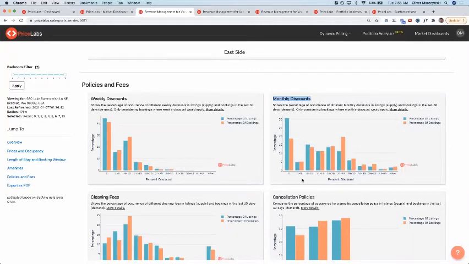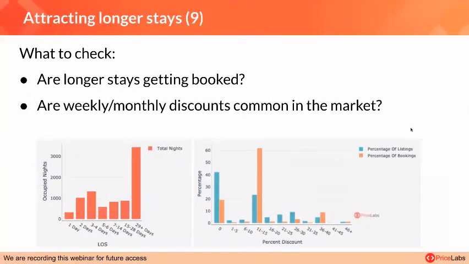Definitely seen a lot of markets where people don't discount more than 11 to 15% or so. And there is the opportunity to offer a 20% discount and just be the most aggressive in the market without sacrificing too much of your revenue here.